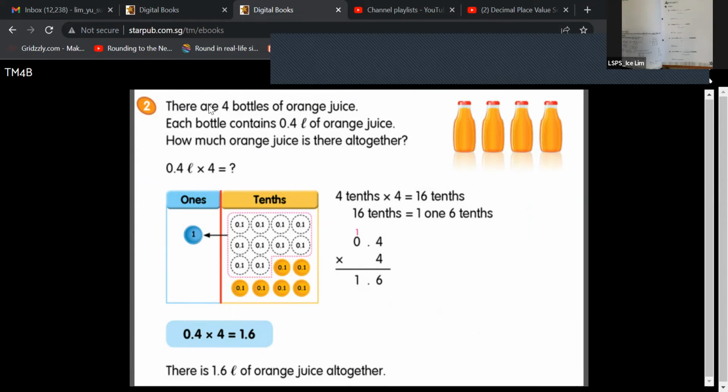This story, which we will be looking at more of these problems in a moment: there are 4 bottles of orange juice. Each bottle contains 0.4 liters of orange juice. Very common, real life example. If your family drinks orange juice or Coca-Cola or some drink, and they buy the big bottle or small bottle, and a few people in the family will take more. So 0.4 liters times 4 bottles. It shows you the process of regrouping.